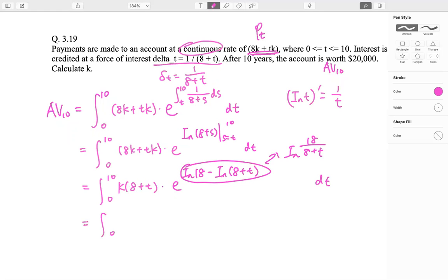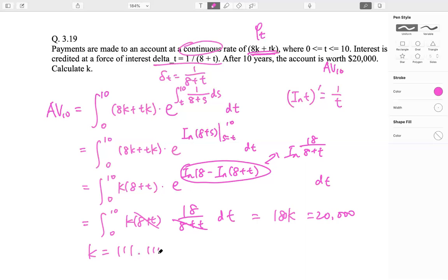Okay, then exponential of log, it will cancel. So 8 plus t is going to cancel 8 plus t. So in the end, what I have, 18k is a constant. I take it out, times 10. So it's 180k equals 20,000. So k is about 111.1111. So it's infinite going on.